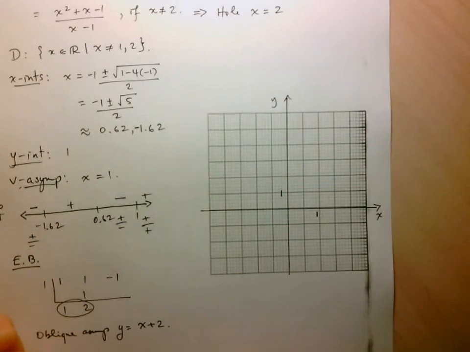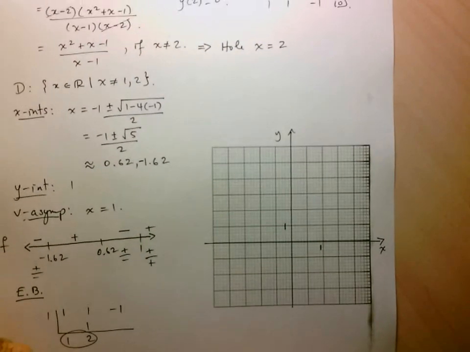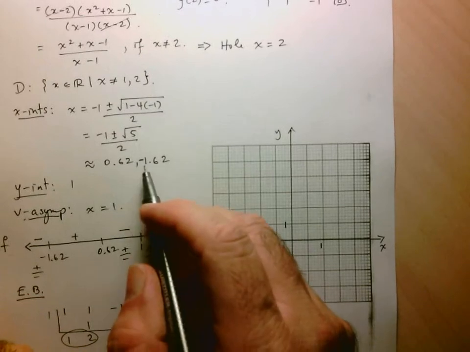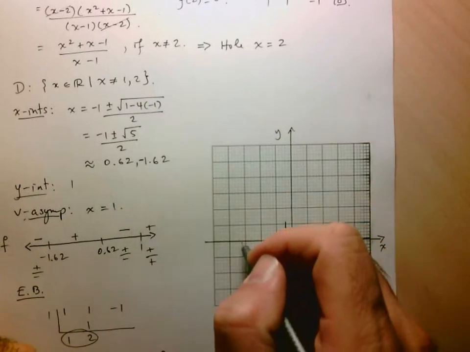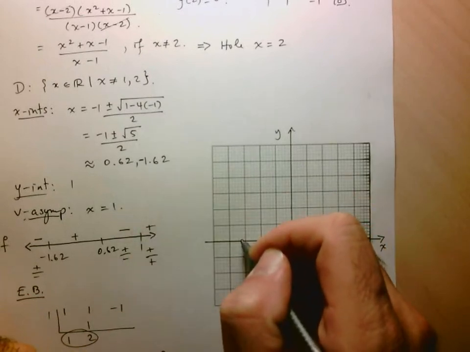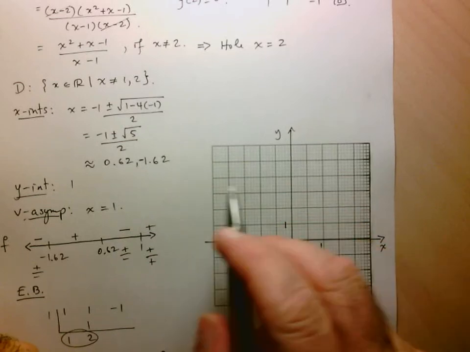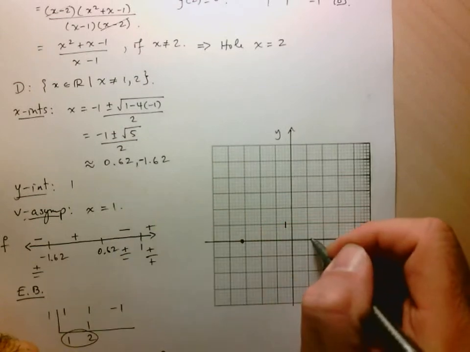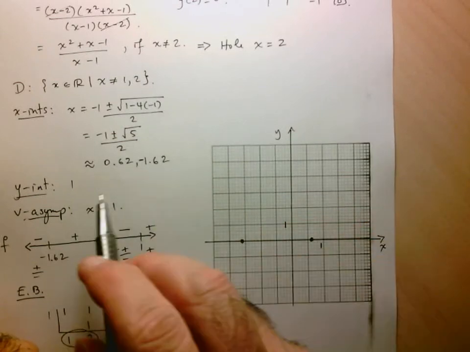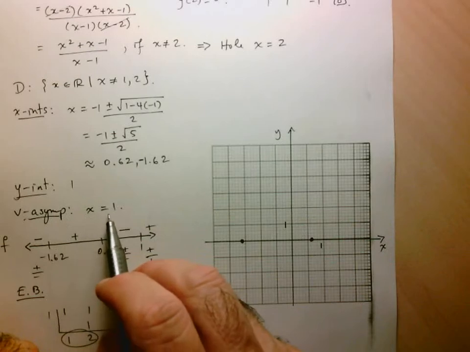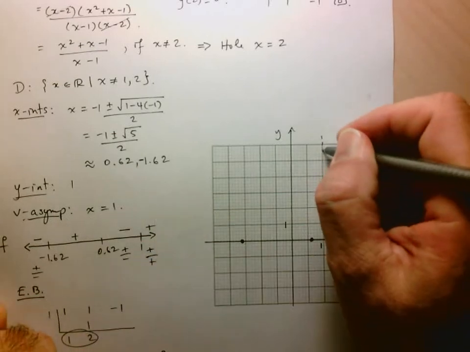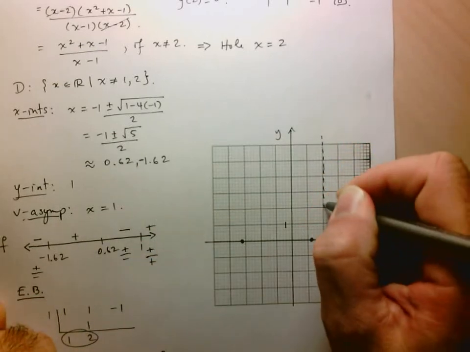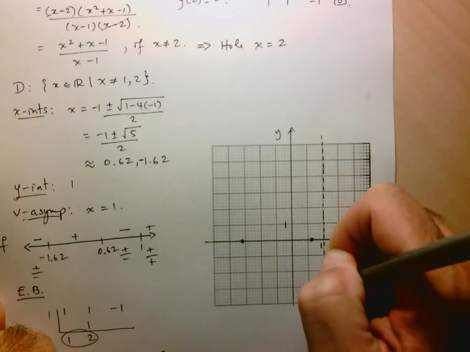Okay, so now we set up our structure. Let's put in the things we know. So we have x-intercepts at negative 1.62, so somewhere there. Okay, then we've got another one at 0.62, so that'll be somewhere there. And then we have a vertical asymptote at x equals 1. So let me indicate that.